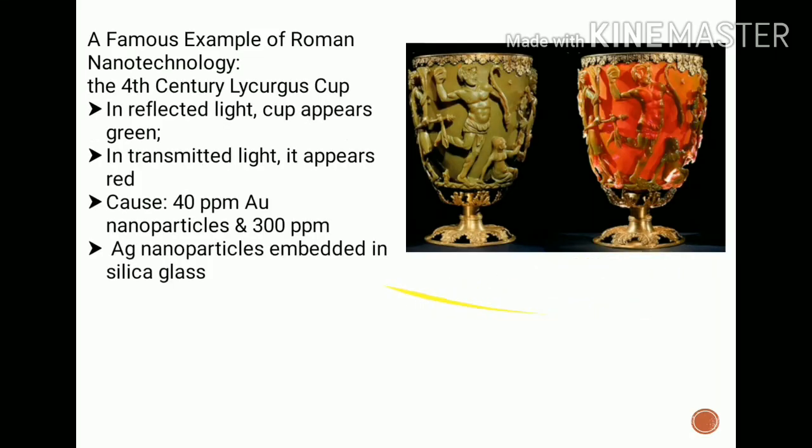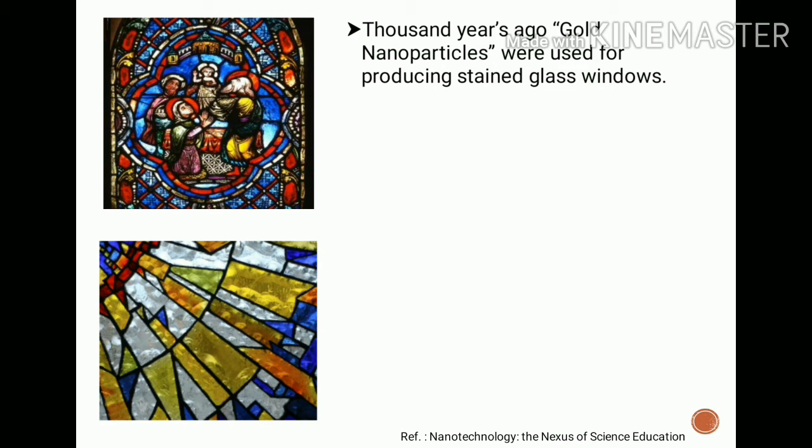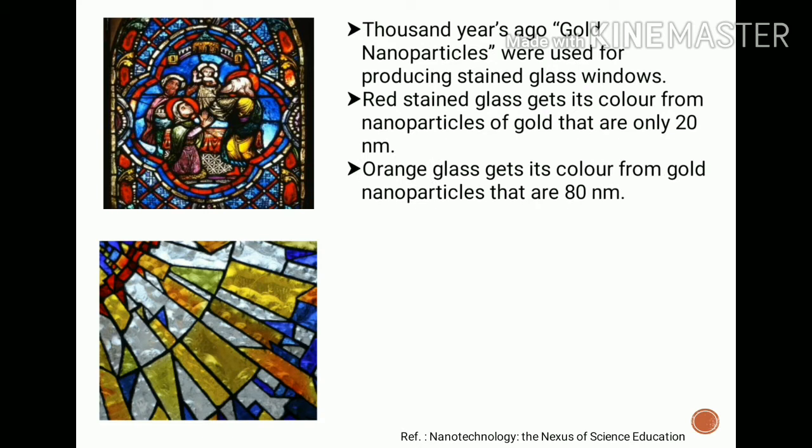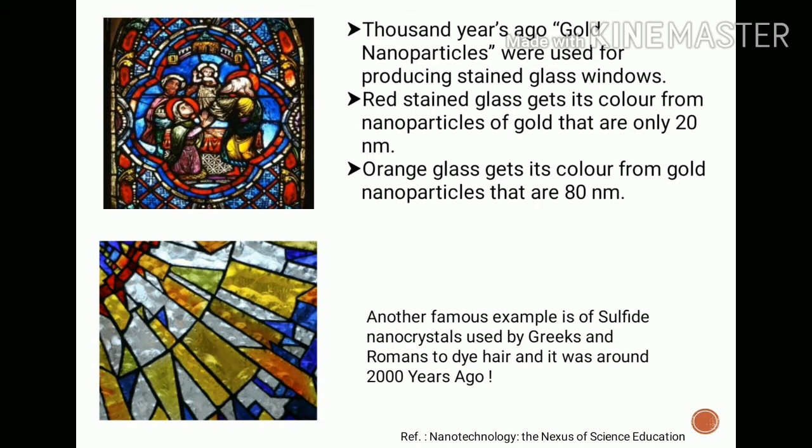Another famous example is stained glass. As shown in this figure, 1000 years ago, gold nanoparticles were used for producing stained glass. These stained glasses were used in most European buildings, mostly in churches. The red stained glass gets its color from gold nanoparticles of size 20 nanometers only, whereas the orange glass gets its color from gold nanoparticles of size 80 nanometers. Another famous example is sulfide nanocrystals, used by Greeks and Romans to dye hair around 2000 years ago.